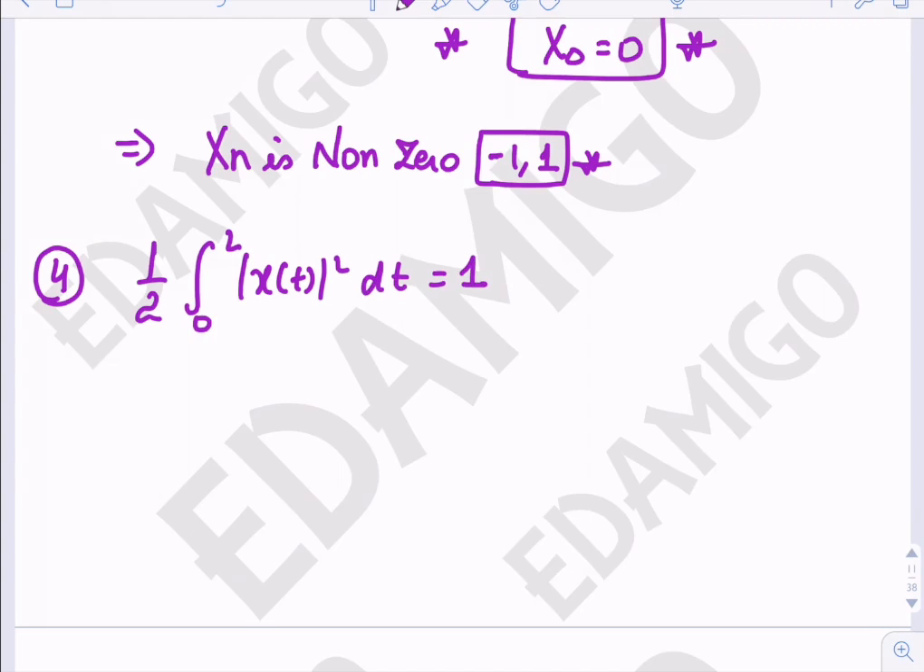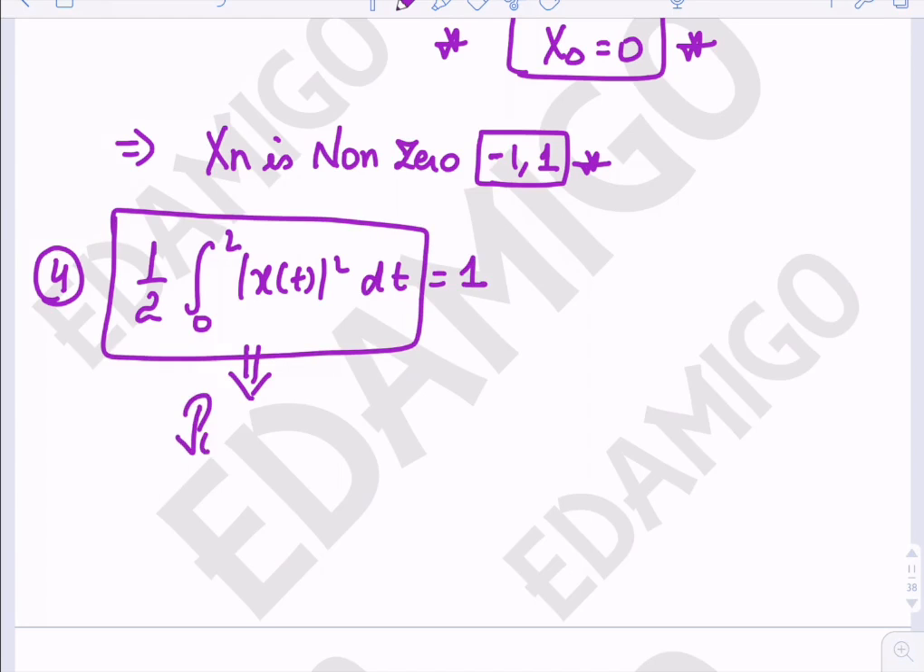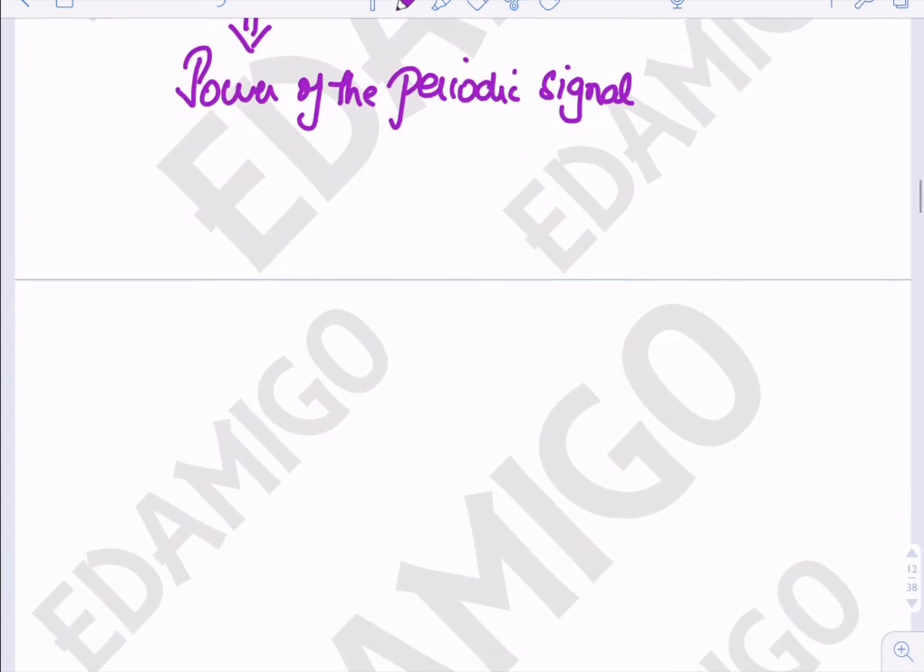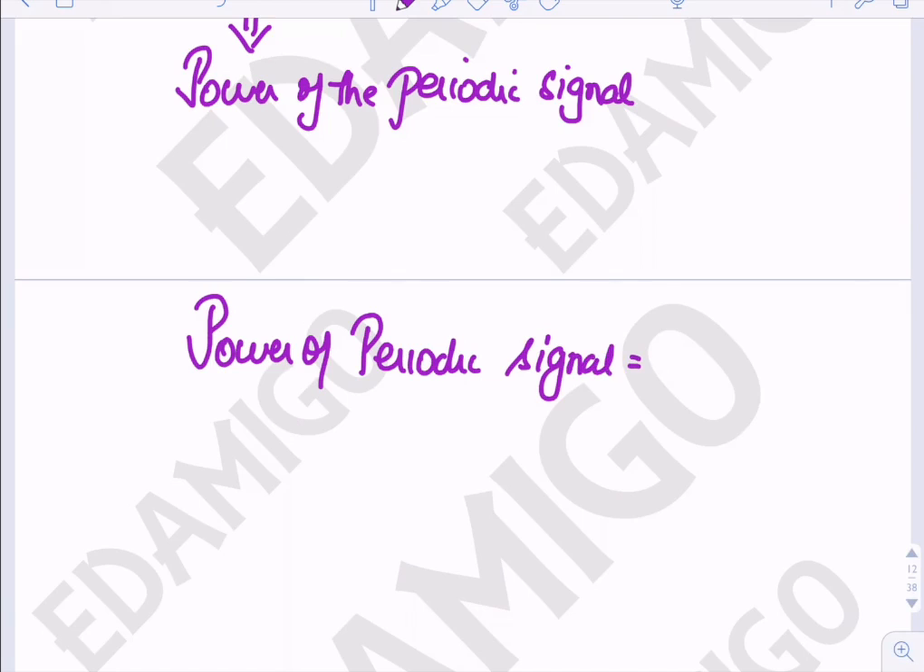Now what is this theorem? This says that this is actually the power of the periodic signal. Okay, power of the periodic signal. Now power of the periodic signal, we know that Parseval's theorem states that power of the periodic signal is equals to summation n equals to minus infinity to infinity mod of xn whole square. Okay, so this is the Parseval's theorem.